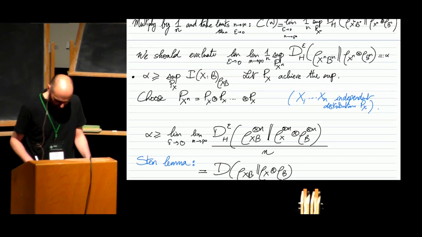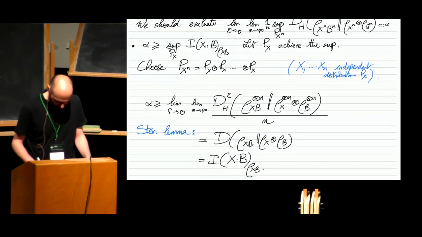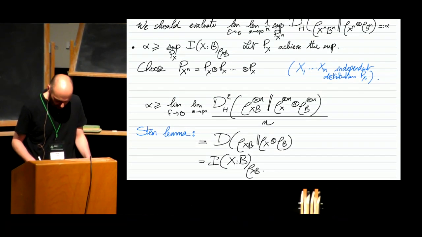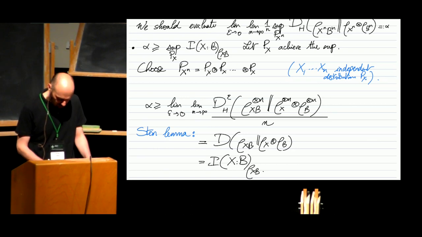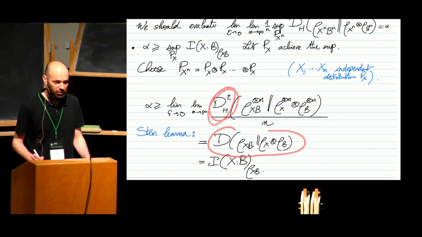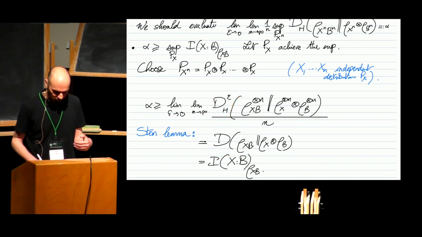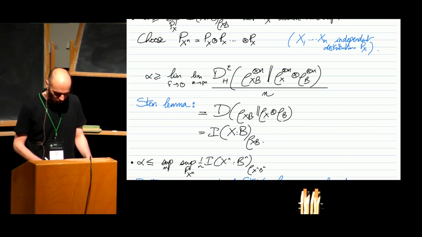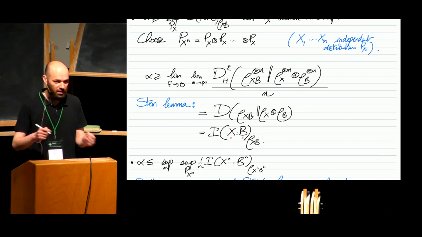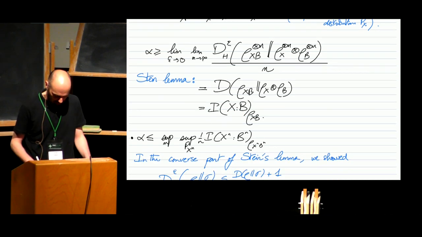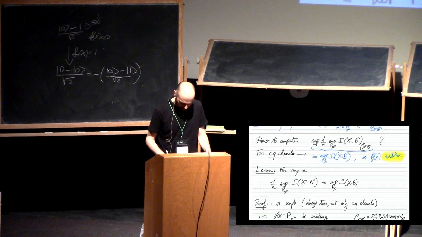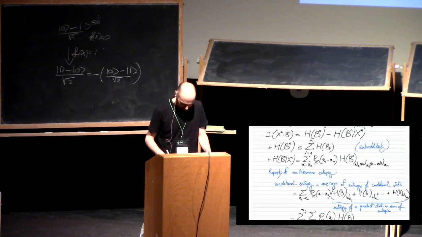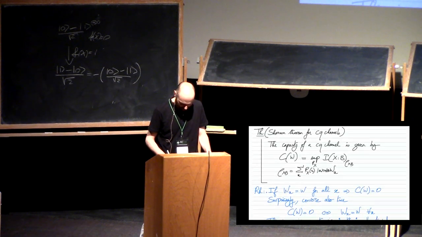Given that we're out of time, I will skip this part. But as you can expect, at least in the lower bound, we'll use Stein's lemma to relate this hypothesis testing entropy to the usual quantum relative entropy. And remember that the quantum relative entropy between a state and the product of its marginals is nothing but the mutual information between the two parts of the state. Let me skip that for now.